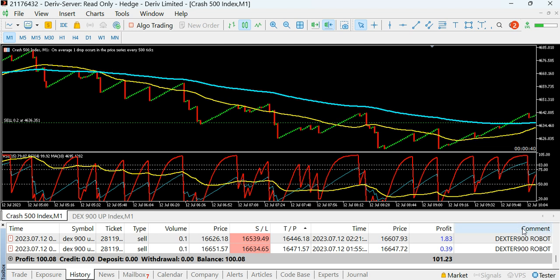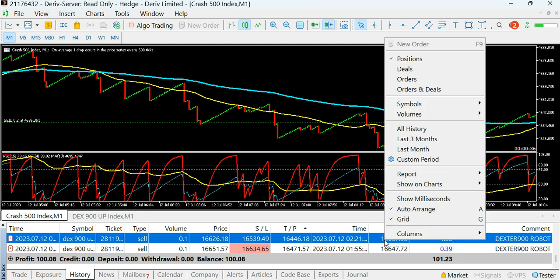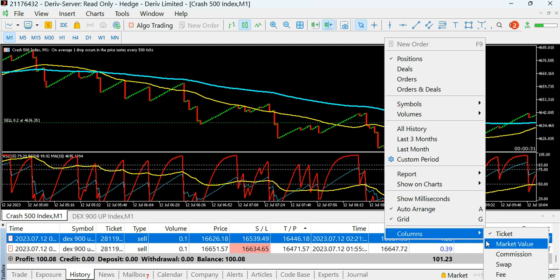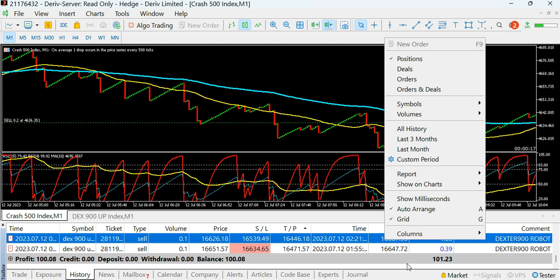And on the right here, you see there's a comment. Just to show you how to get the comment, you right click, and under Columns, you will see all these things can be ticked to show. There you can show the magic number. There you can click to show the comment. I've put the comment on so that we know which robot is trading and has got the trades.